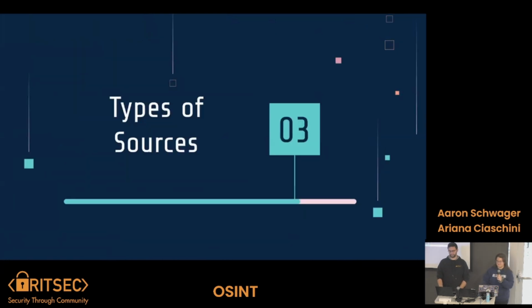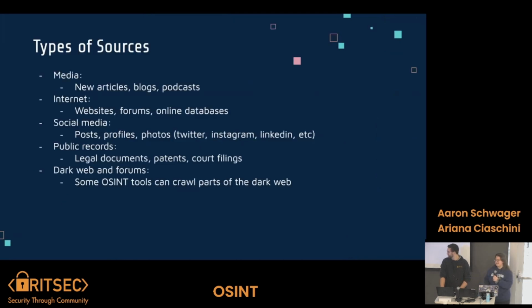So next we have different types of sources that your information can be stored on. As I said before, it's mainly things that are going to be online. That includes media such as news articles, blog posts, podcasts, the internet in general, containing different websites, forums, or other online databases that are completely publicly available. It includes your social media, your Twitter, your Instagram, your LinkedIn, whatever else you post on with your name, your face, your picture, your company that you work for. It is all there. It includes public records, like court filings or legal documents. And then obviously the dark web, which is a spooky, scary place that no one ever wants to go to.